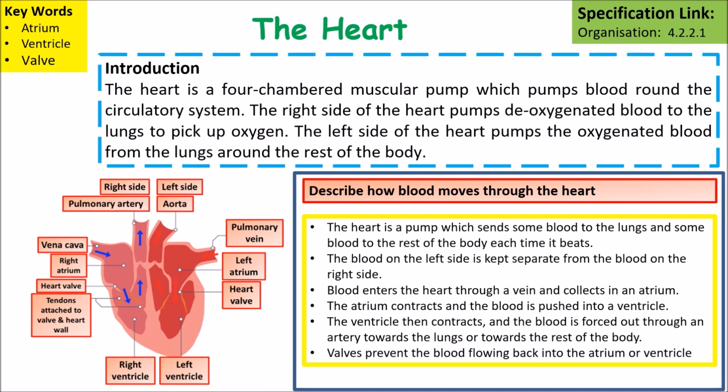Blood enters the heart through a vein and enters an atrium. Atria contract, pushing it into ventricles through valves. Ventricles contract, forcing the blood up either towards the lungs or to the rest of the body, and valves in the heart are preventing backflow.